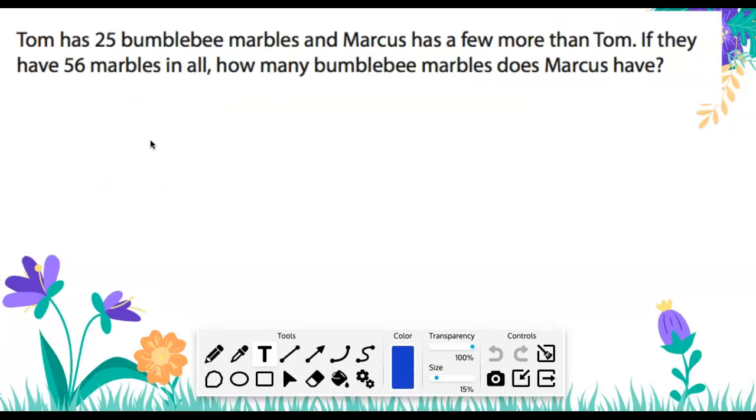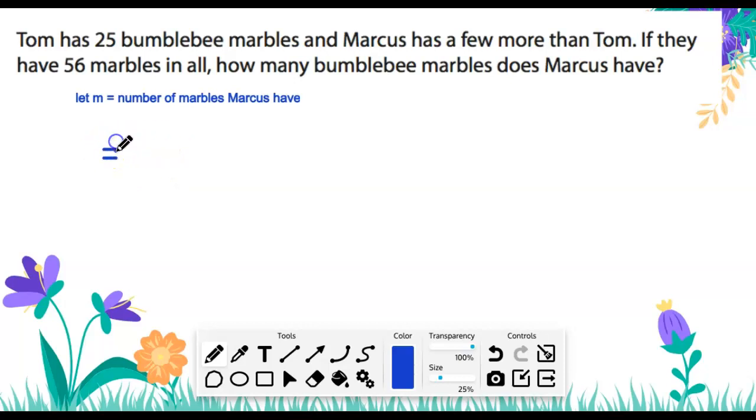Next question. Tom has 25 bumblebee marbles and Marcus has a few more than Tom. If they have 56 marbles in all, how many bumblebee marbles does Marcus have? Let's start again with the let statement. So let M be the number of marbles Marcus has. Or you could just say marbles of Marcus. That is also okay.